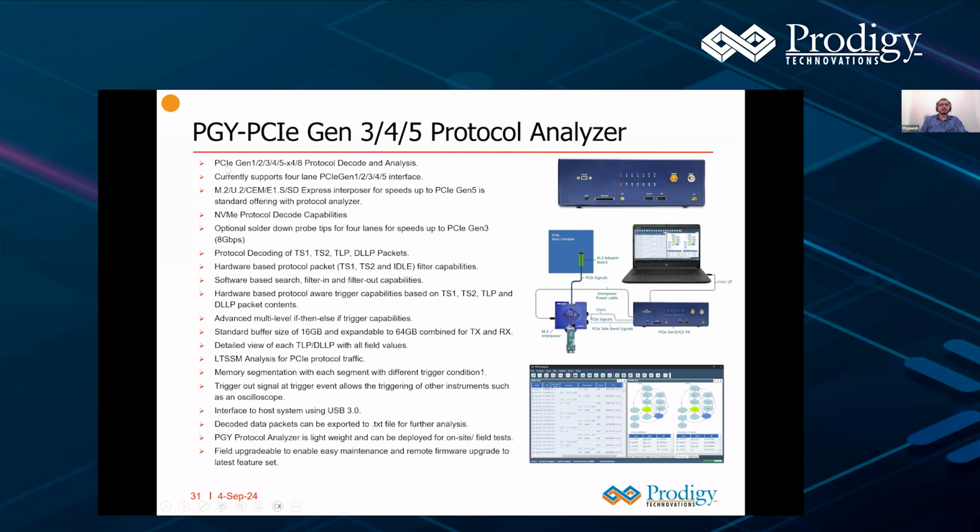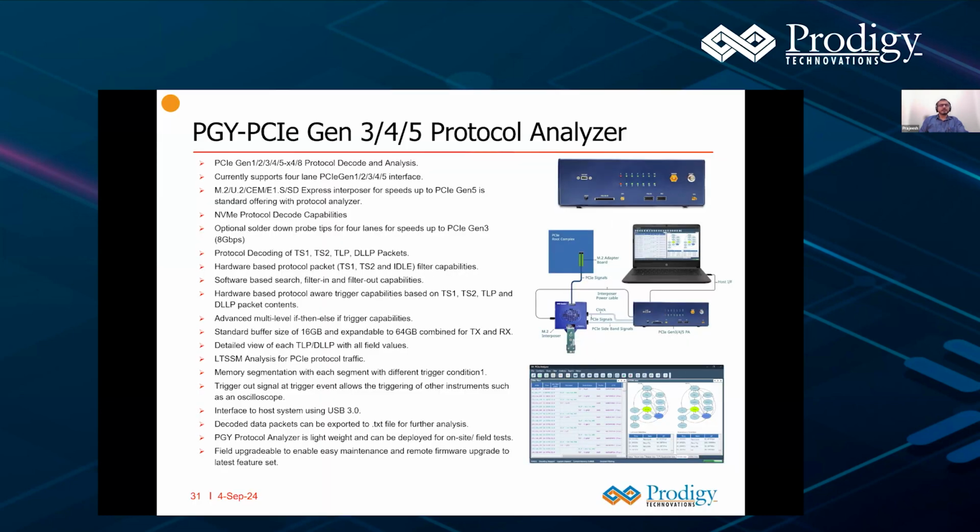Coming to the features, our PA supports Gen 1, 2, 3, 4, 5, X4 and X8. As of now, we have up to Gen 5 X4 device ready to order, and X8 will be available shortly. You can place a pre-order. We support different kinds of interfaces like M.2, U.2, CM, E1.S, SD Express up to Gen 5 speed. It supports NVMe protocol decode, and we have optional solder down probe support up to Gen 3 speed.